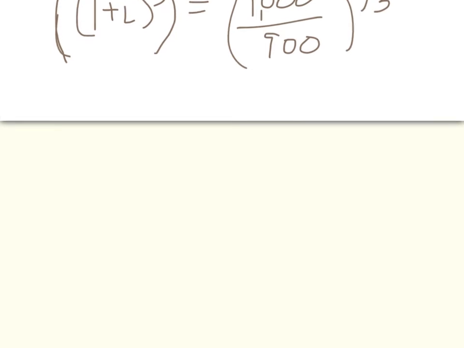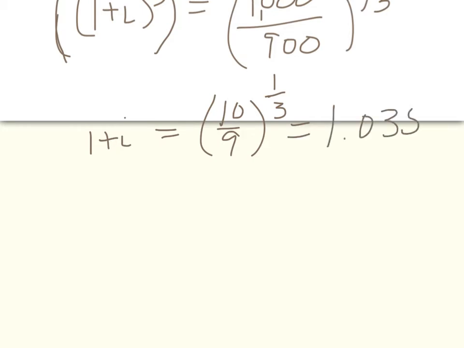So let's clean this up a little bit. What we have now is that 1 plus i is equal to 10 over 9 raised to the power 1/3, which, if you have a calculator, you can show this for yourself, is approximately equal to 1.035. In other words, the interest rate is approximately 3.5%.